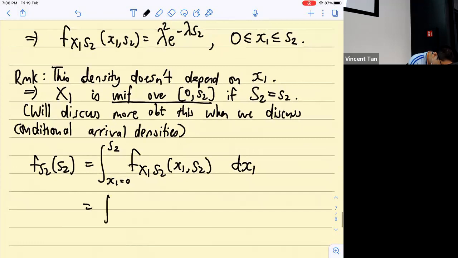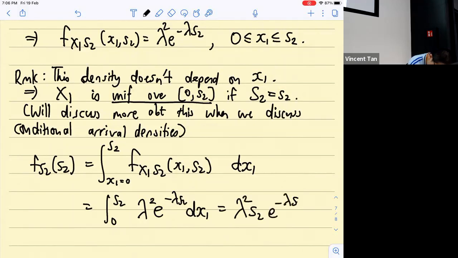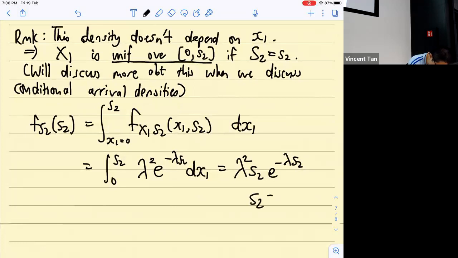So now we put in this d of x1, and what we get here is lambda squared s2 e to the minus lambda s2. So we have derived without convolution pain the distribution of S2. Remember, S2 is x1 plus x2. We have derived the distribution of the second arrival epoch. And this is the name.